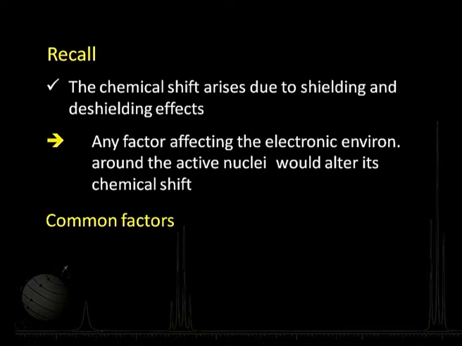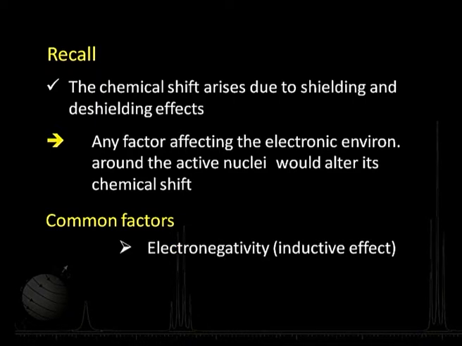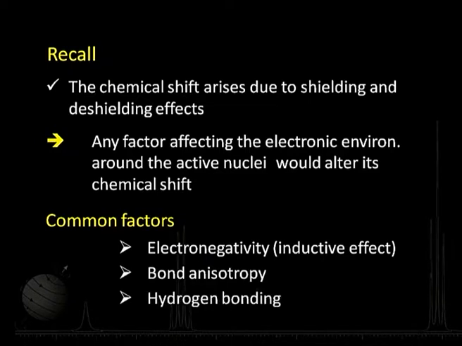And the common factors which come into play are electronegativity of atoms other than the nucleus I am trying to deal with. Then bond anisotropy, which is a very important factor which we will be taking up at a later stage, and hydrogen bonding as well. So, there are three common factors which affect the magnitude of chemical shift of a given proton in the sample there. Let us talk about the first factor first, electronegativity.